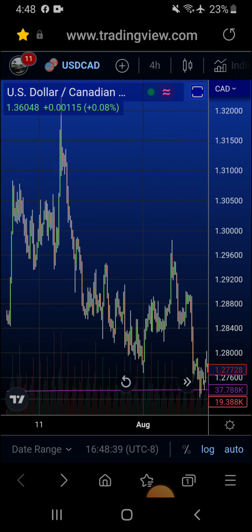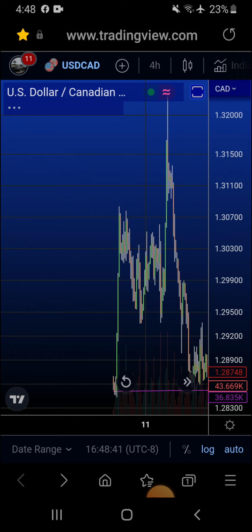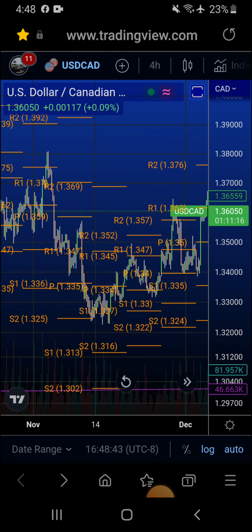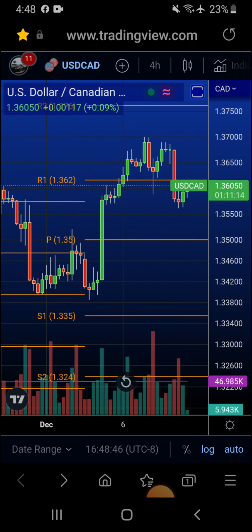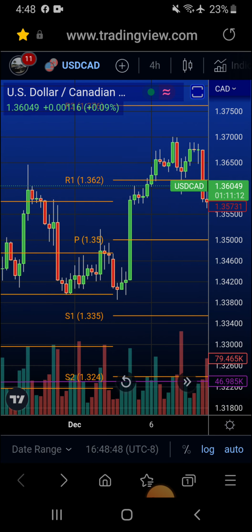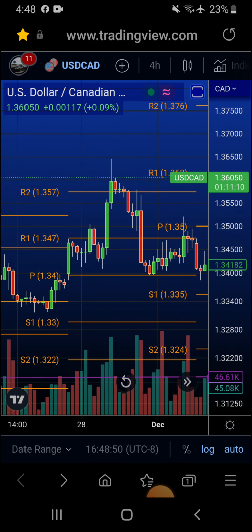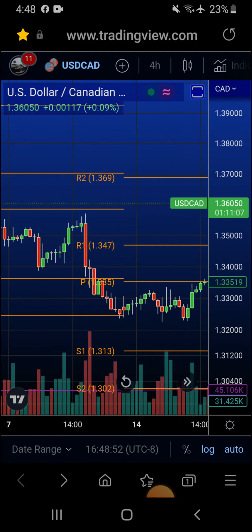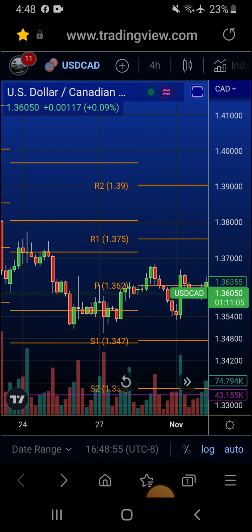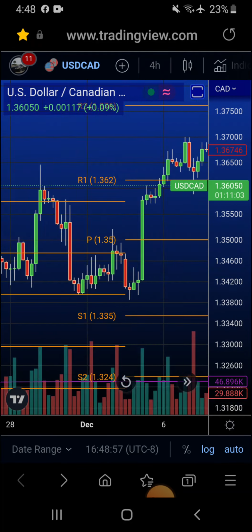So that's the idea here. Once we go back to R2, we could head back to R1. Once we go down to S2, we could head back to S1. Because think about it, it's basically the liquidity zones. That's what it is. It's actually a really cool concept.